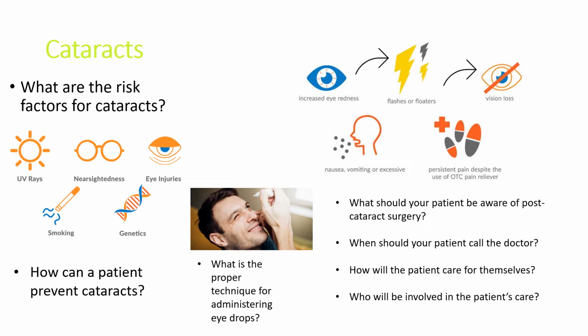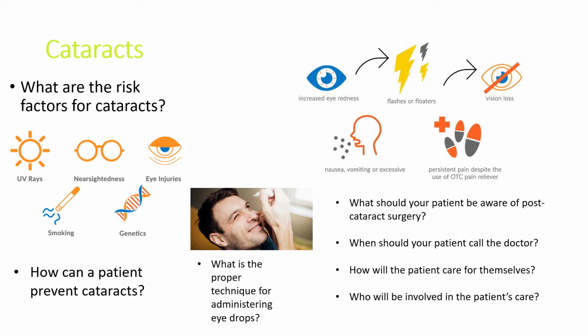Your patient should be aware that if they have changes in their vision, it's an emergency and they need to go talk to their doctor. That is not a normal or expected finding after surgery. When should your patient call the doctor? When they have changes in vision, persistent pain despite the use of over-the-counter pain relievers, increased eye redness, or excessive nausea and vomiting. That's definitely another reason.